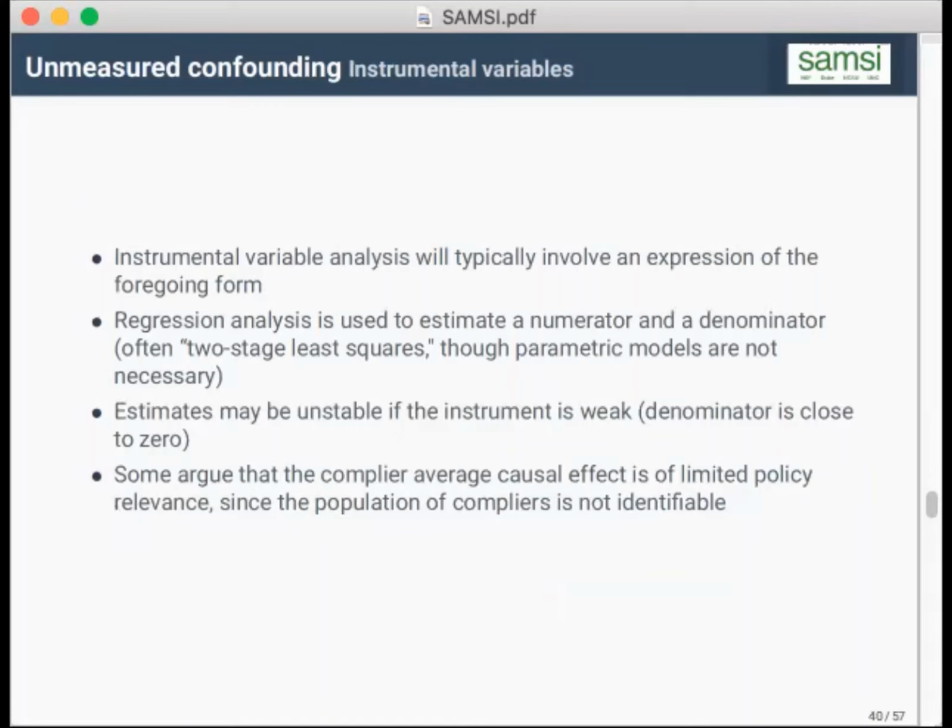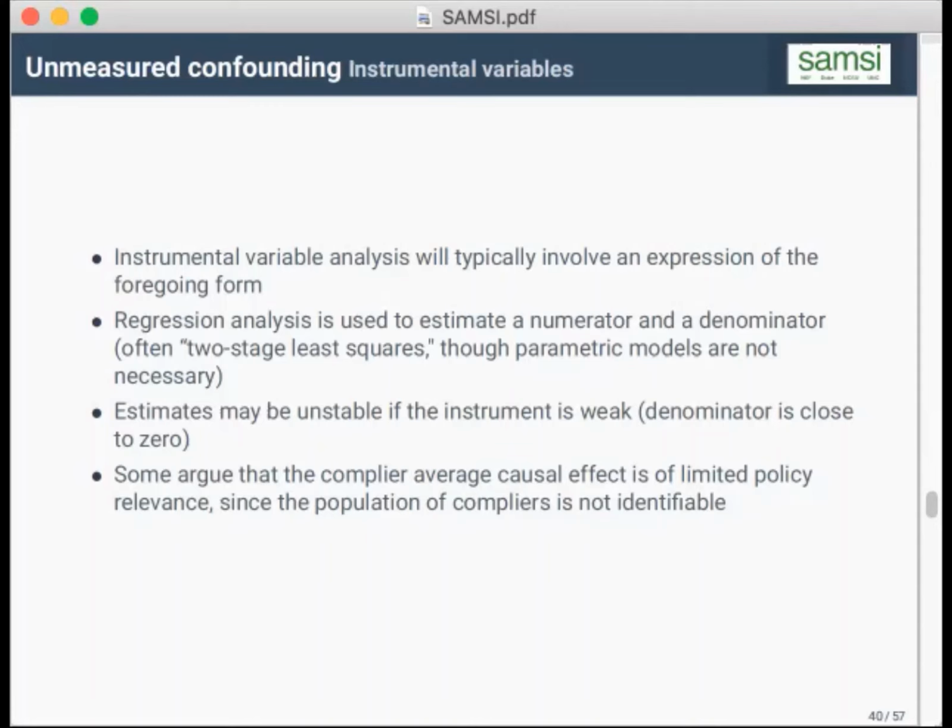The other challenge is not so much a challenge as a kind of feature of the estimand that we're getting out. The complier average causal effect is the causal effect among a population that we can't identify. We don't know who in the world are compliers, and so it can make it hard to think about using these effects for policy decisions.